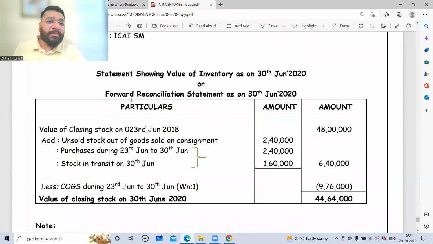Heading, please, all of you note it down. Statement showing value of inventory on 30th June. As on 30th June, this could be the inventory, or forward reconciliation statement as on 30th June. This could be the heading. So please note down the heading.